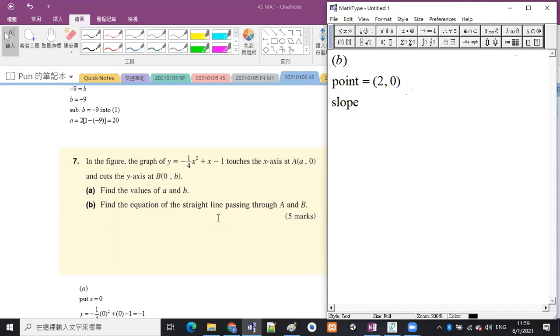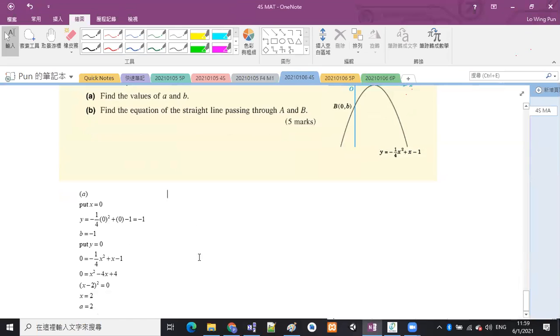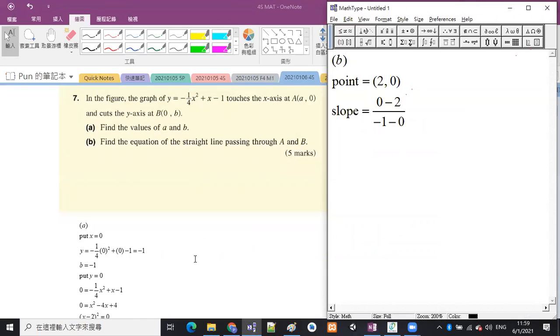And then the slope is calculated by the slope formula, y2 minus y1 over x2 minus x1. 0 minus 2 over 5 minus 0. Number 5, sorry, negative 1 minus 0. Sorry, I swapped them. Negative 1 minus 0 over 0 minus 2. Yes. So it should be equal to 1 over 2.